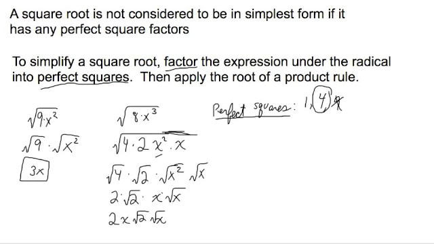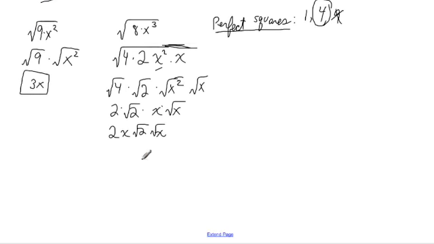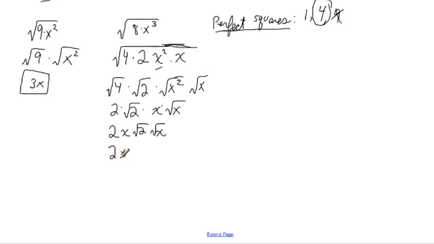And now what I'll need to do, this is not considered in simplest form because I have 2 radicals and they're being multiplied. So I should apply the product rule that states that the product of roots is the same as the root of the product. So I'm going to rewrite this as 2x. This doesn't change, but here we have a product of roots. So I'm going to write this as the root of the product, which will be 2x. This now is in simplest form.